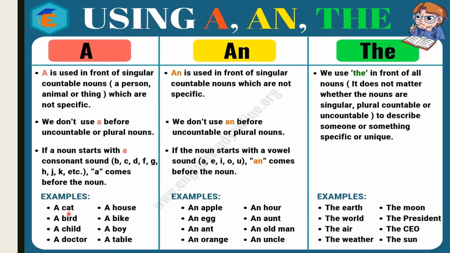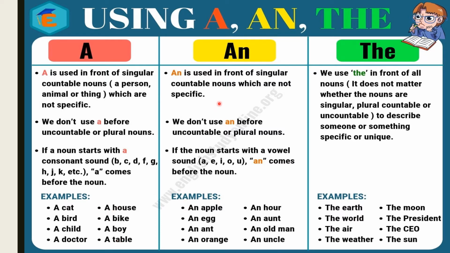Cat, K. So here we use a. In the word bird, B is the starting sound of the word. So we use here a. Child, ch. Here the starting sound is ch, so we use here a. In the same way, doctor, house, boy, table. The starting sounds are consonant sounds, so we have used here the article a.